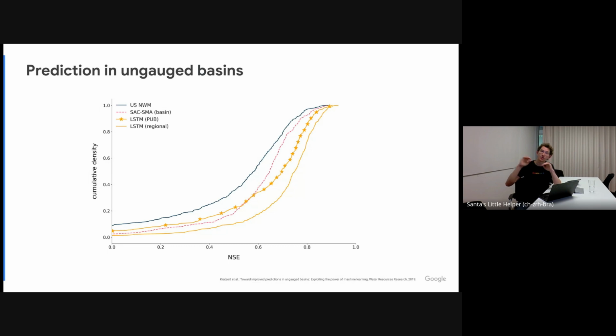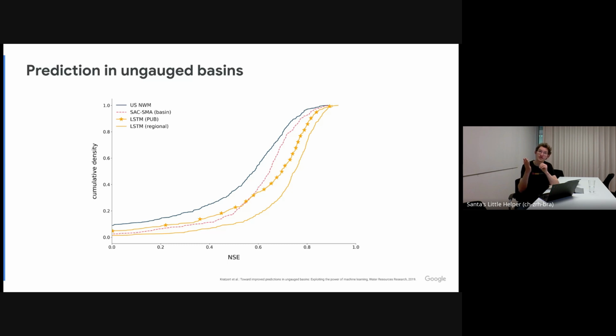And now the line with the stars is sort of the asymmetric evaluation where we're evaluating this LSTM in a way where it hasn't seen the places that we're evaluating it on. So the way we do this is by means of a k-fold cross-validation, where we train the model on part of the gauges, and then we evaluate it on the others, and then we do the same vice versa, and we end up with predictions that are ungauged for the whole training set.